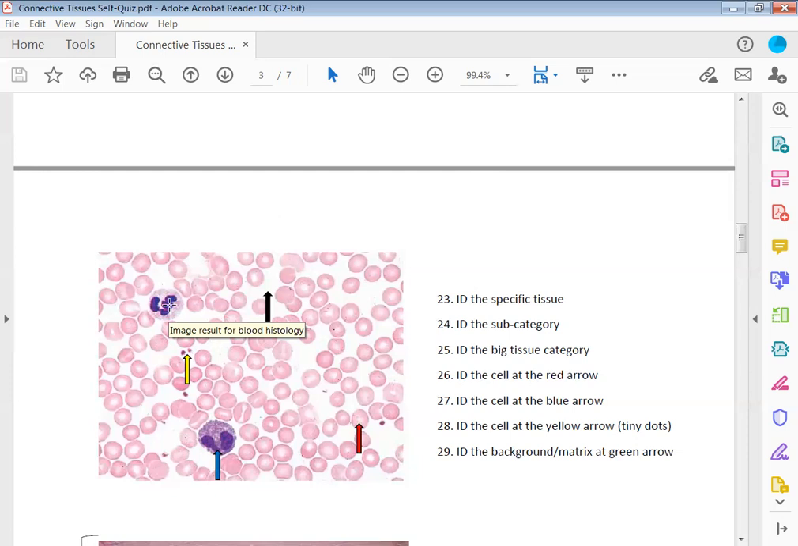28, identify the cell here at the yellow arrow, these two dots right here. Those cells are going to be your platelets. Platelets are also called thrombocytes. And number 29, identify the background or the matrix at the green arrow. Oh, I apologize, that's actually a black arrow there. That is going to be your plasma.